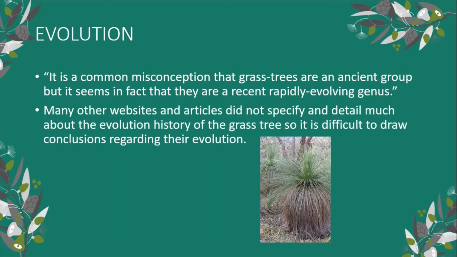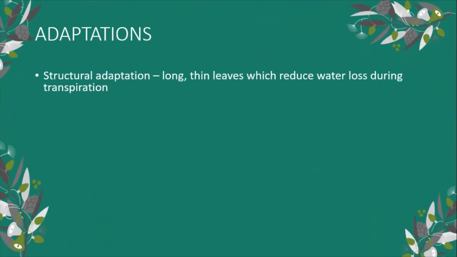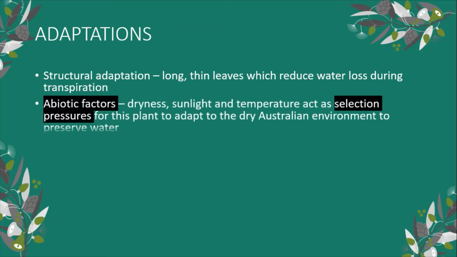Many other websites and articles did not specify and detail much about the evolution history of the grass tree, so it is difficult to draw conclusions regarding their evolution. Adaptations. A structural adaptation of the grass tree is its long and thin leaves, which helps to reduce water loss during transpiration. Abiotic factors such as dryness, sunlight, and temperature act as selection pressures for this plant to adapt in a way to best preserve its water.